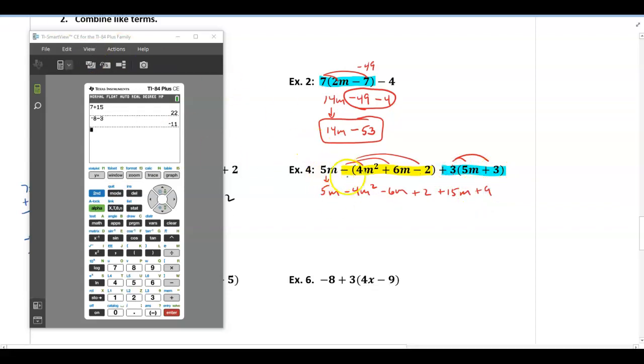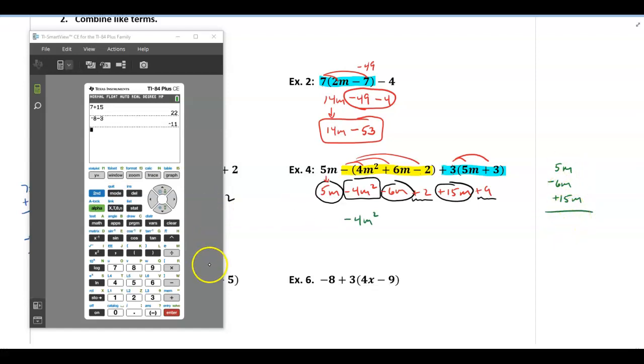When I go ahead and identify what I need to combine, I only have one m squared term. But then I have to do 5m minus 6m plus 15m. And then I have 2 plus 9. So right away I know that's negative 4m squared. So negative 4m squared. Then on the side I'm going to do 5m minus 6m plus 15m.